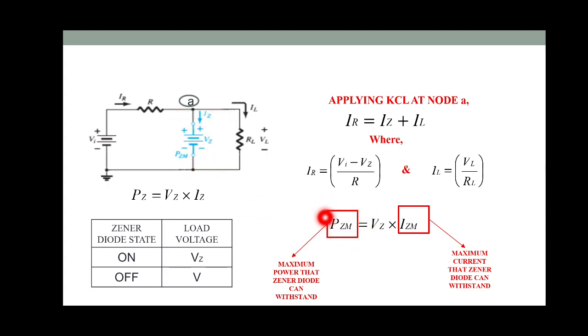And this Pzm is the maximum power that the Zener diode can withstand. It is equal to Vz, which is a constant value, into Izm. What is Izm? That is the maximum current that the Zener diode can withstand. Obviously, beyond this Pzm or Izm value, the Zener diode may get damaged due to the heating effect.